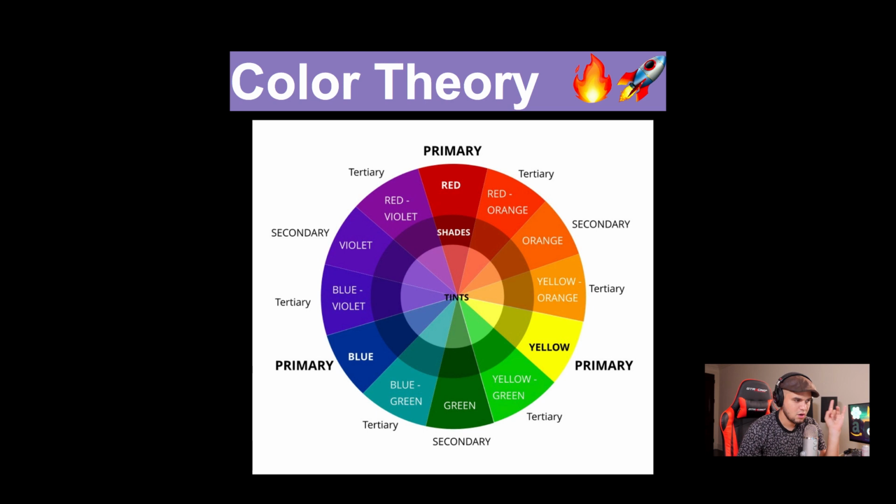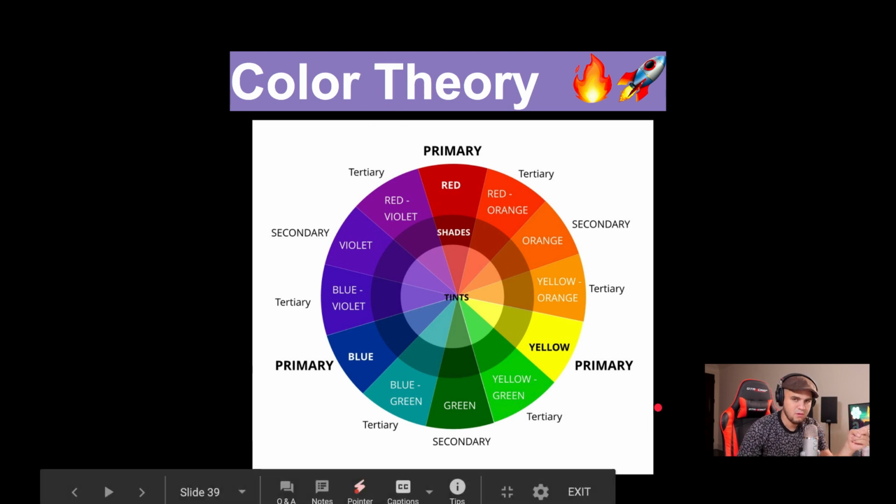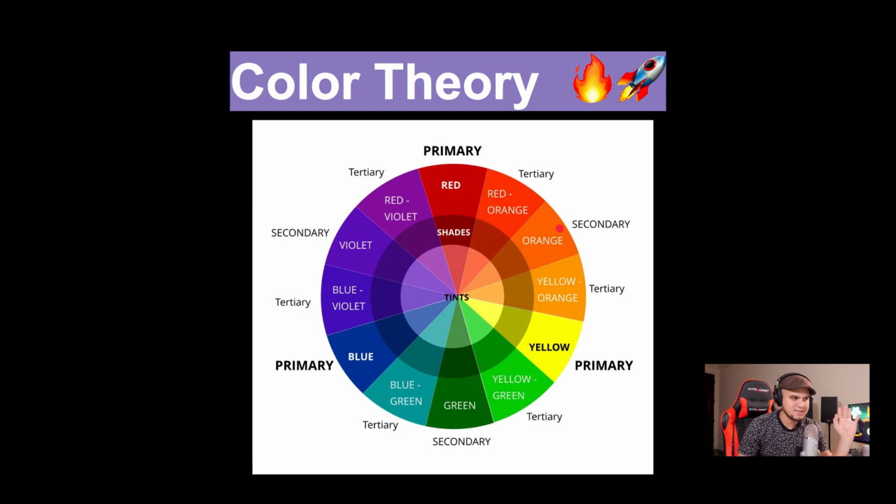So if you mix red with yellow, which both of them are primary colors, then you're gonna get orange, which is a secondary color. But let's say you wanna mix a primary color, which is red, and a secondary color, which is orange. A primary mixed with a secondary color is going to give you a tertiary color.